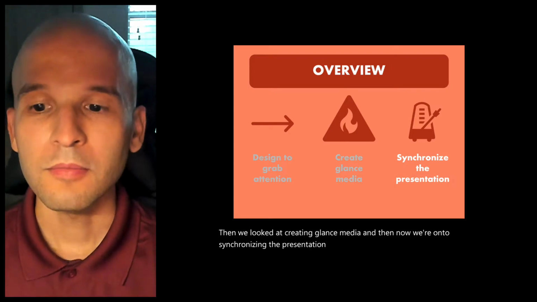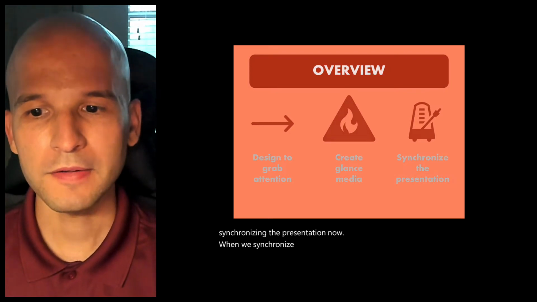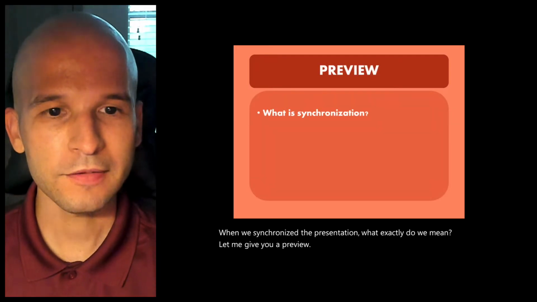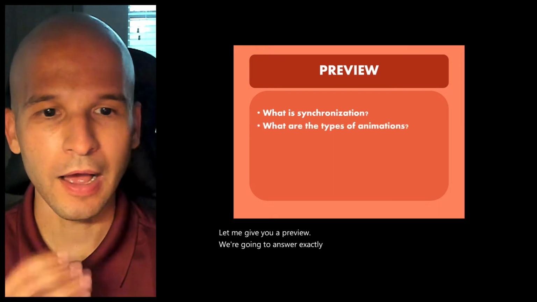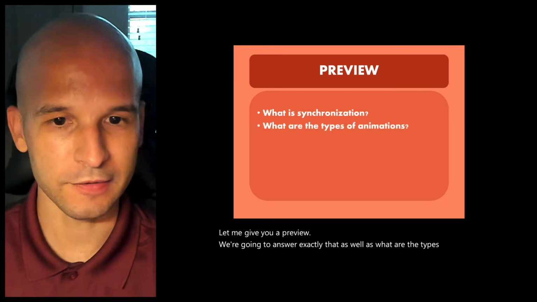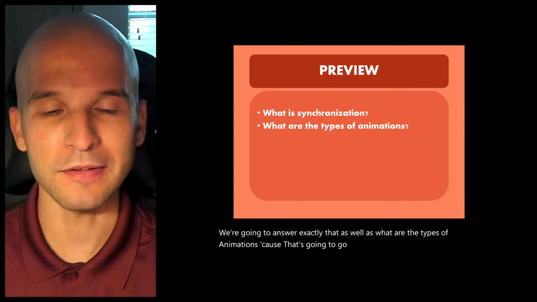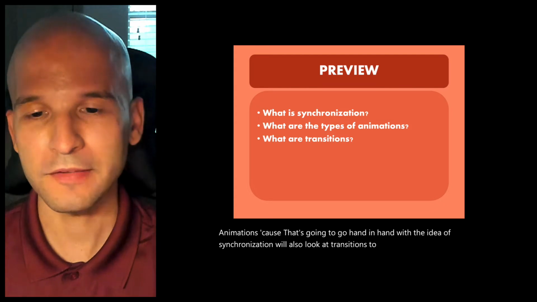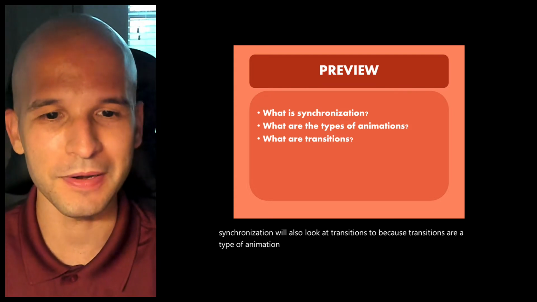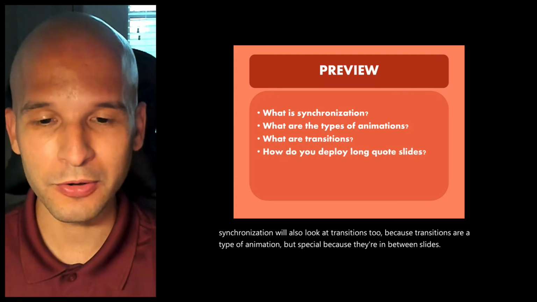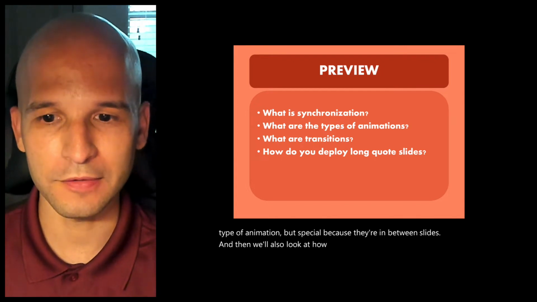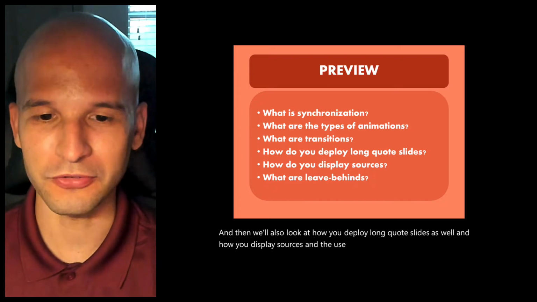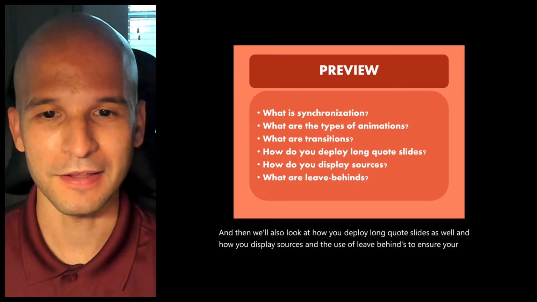Now, when we synchronize the presentation, what exactly do we mean? Well, let me give you a preview. We're going to answer exactly that, as well as what the types of animations are, because that goes hand in hand with the idea of synchronization. We'll also look at transitions, because transitions are a type of animation, but special because they're in between slides. And then we'll look at how you deploy long quote slides, how you display sources, and the use of leave-behinds to ensure your PowerPoint presentation is fully synchronized.